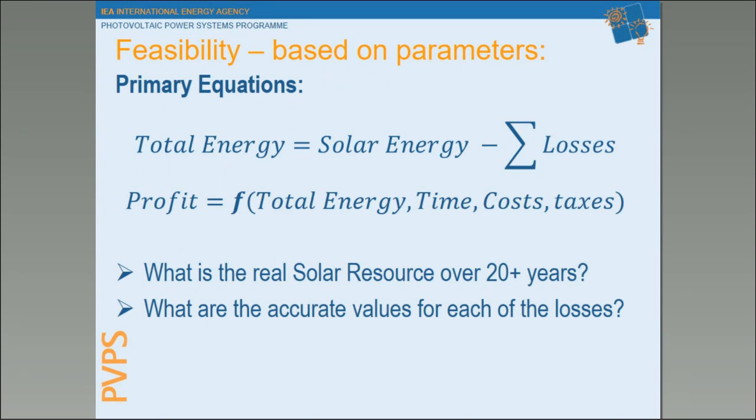All these parameters are used in calculating our 2 primary equations, our total energy and then our profit. First, we calculate our total energy, accomplished for the most part by an experienced operator of a simulation program who will supply us with the total energy for the first year of the project, which is the solar energy minus the sum of our losses. This value for total energy is then used to calculate the profit, which is a function of the total energy we just calculated and the time and costs, including the taxes, insurances, etc.